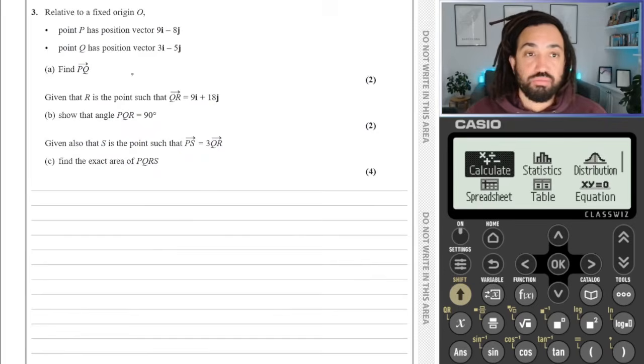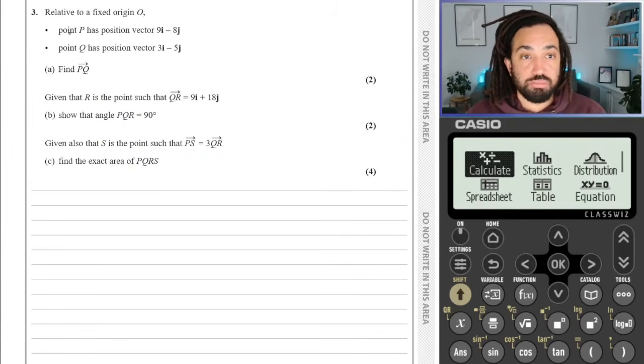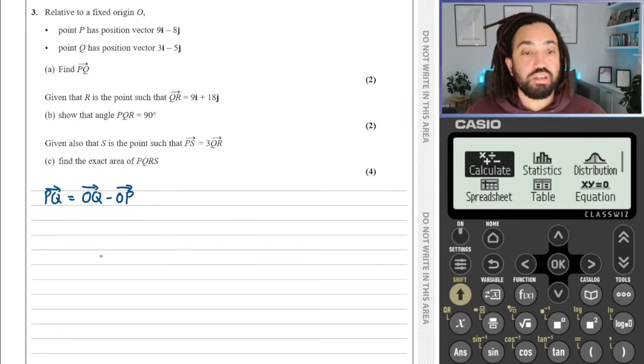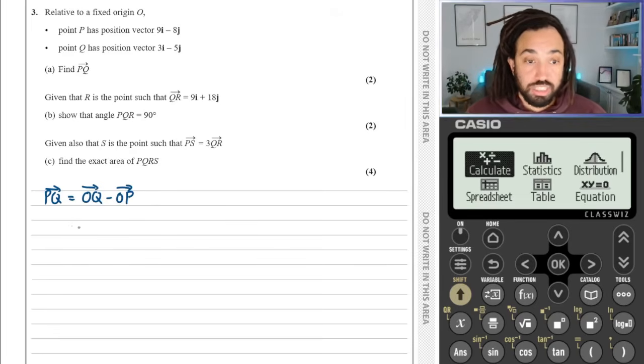Question 3. Relative to a fixed origin, point P has a position vector, blah blah blah, and Q is that one. Find P to Q. Okay, so the fundamental equation for vectors is that if you want to go from P to Q, you go from the origin to Q minus the origin to P. So let's do that then.